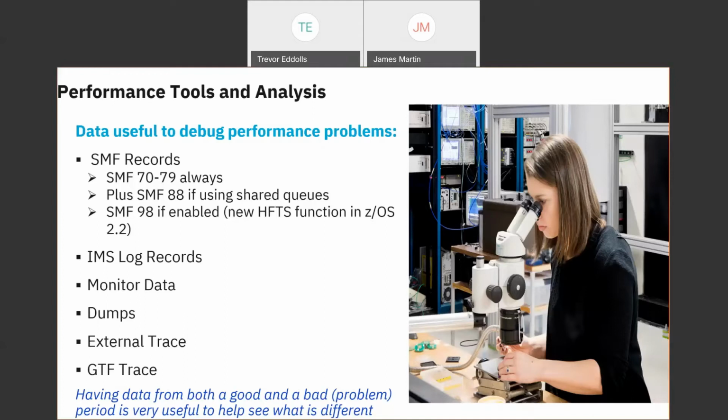There's a lot of external traces that are available to us as well. When we talk about IMS, there's all kinds of slash traces, DLI traces, all kinds of traces that we can turn on or turn off, and we can implement that instrumentation into our performance analysis as well. And there's GTF traces. Having data from both a good and a bad problem period is very useful to help you see what's different.